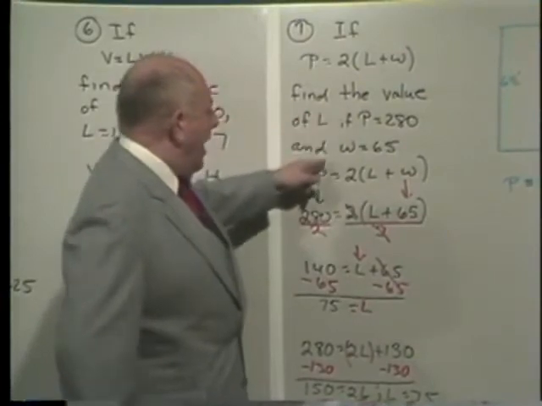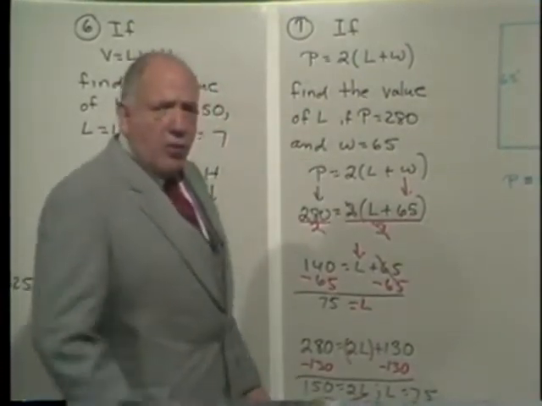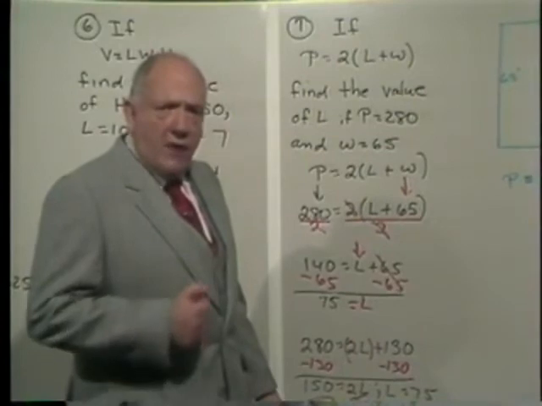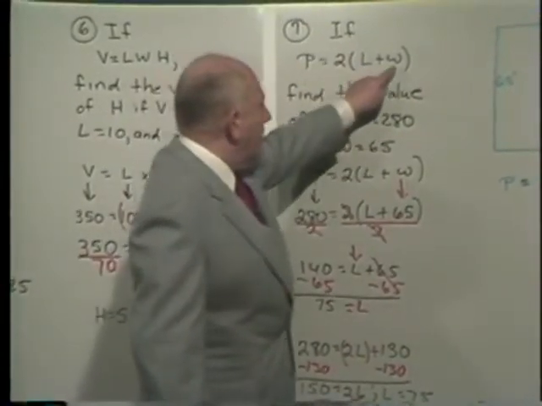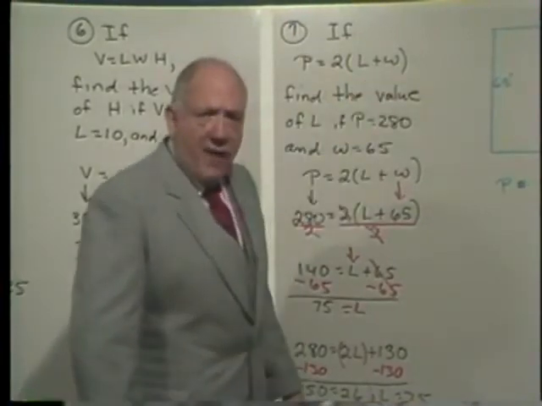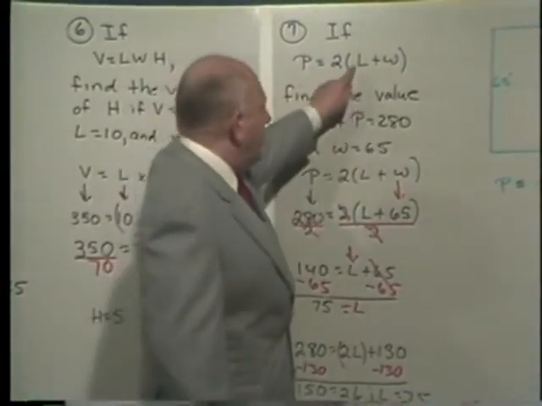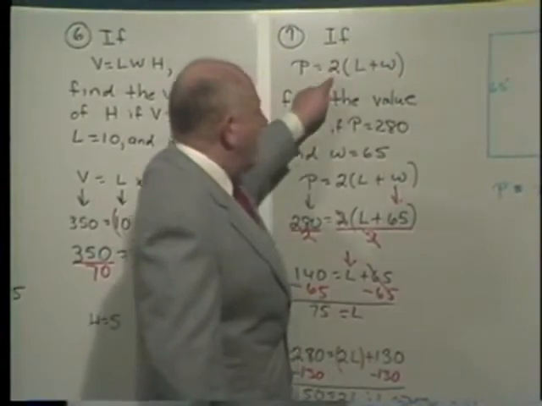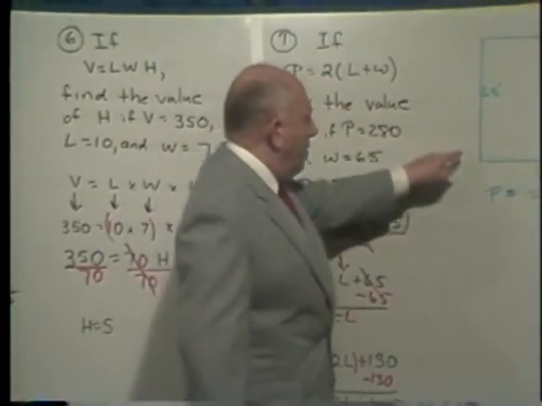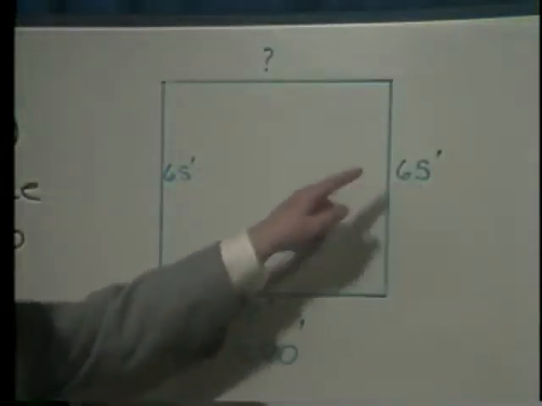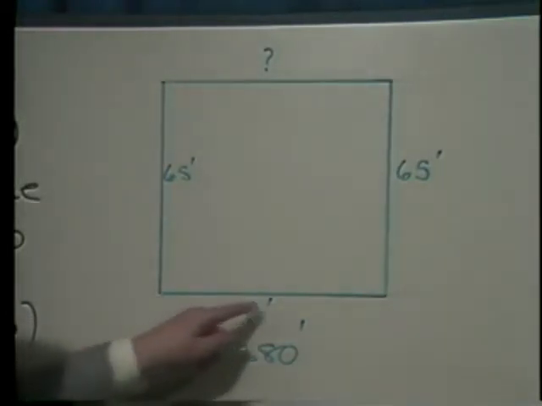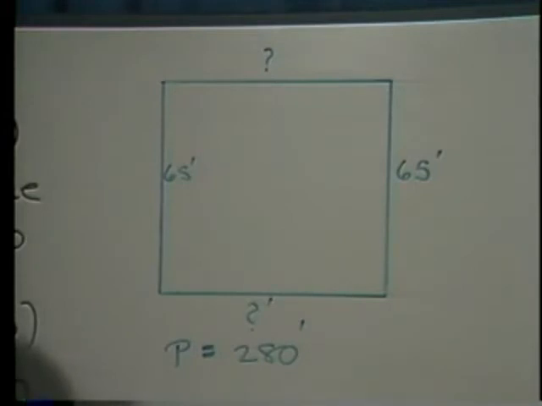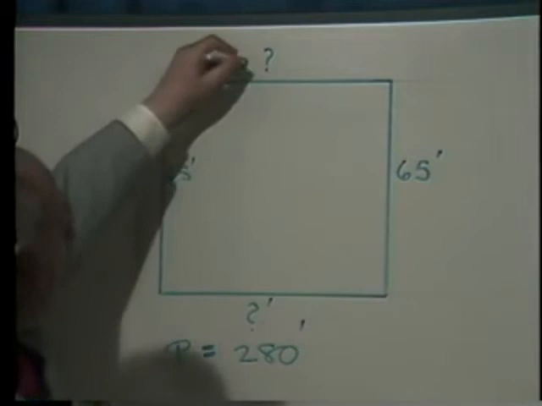What does this happen to be, however? Do you remember this one? This was the formula for the perimeter of a rectangle in terms of the length and the width. L stands for length, W stands for width. This says to find the perimeter of a rectangle, you add the length and the width, and then double it. Suppose the width of a rectangle is 65 feet, and suppose the perimeter is 280 feet. What was the length? The question mark here is the length.